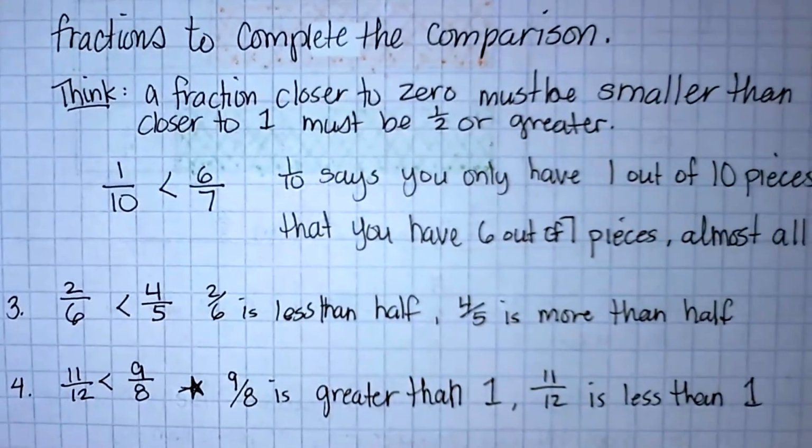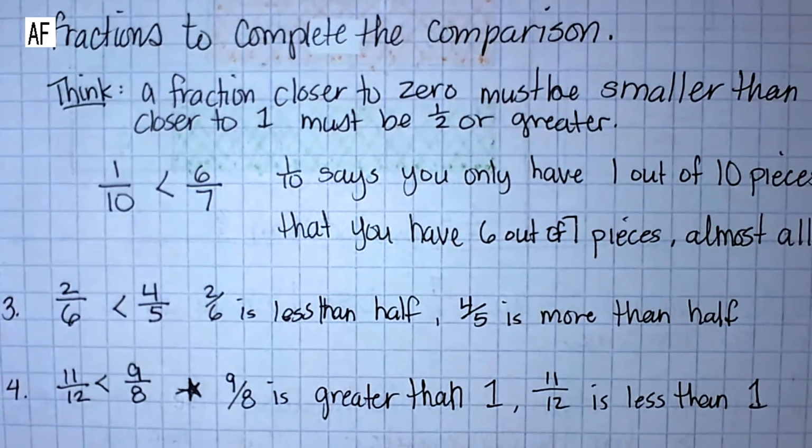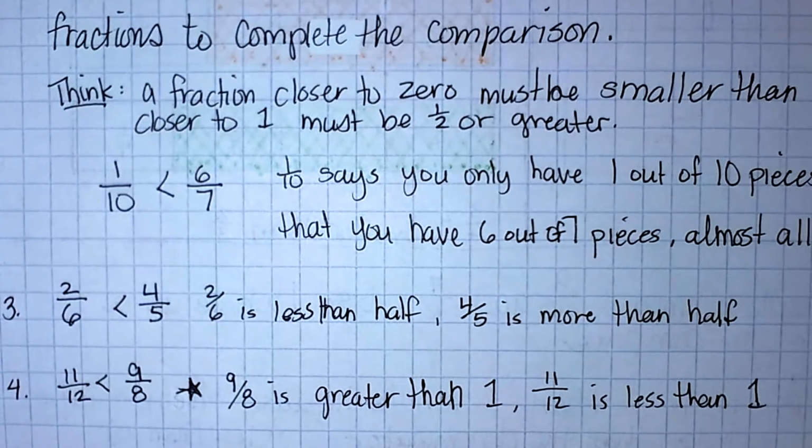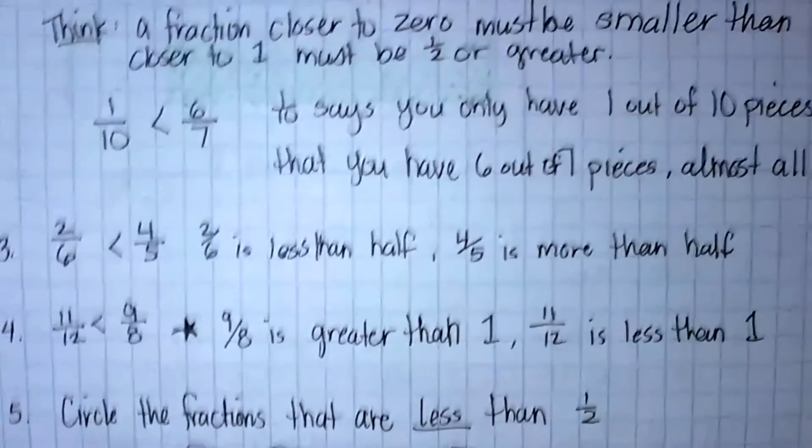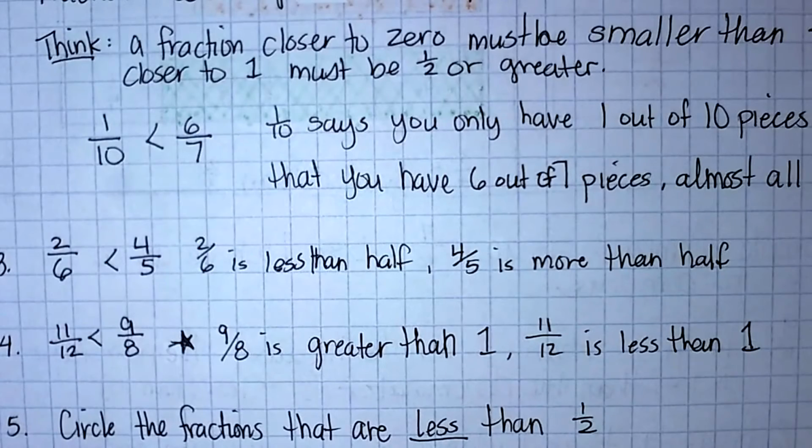Now for number 4, it says 11/12 and 9/8. We need to compare those. Now, when you look at this, the first thing you need to notice is that 11/12 is less than 1 whole, but 9/8 is greater than 1 whole. That means you have all 8 pieces plus 1 extra piece. It's like having a whole pizza that's cut into 8 pieces plus a slice from another box of pizza. So right away, we know that 9/8 is greater than 11/12, or you can read it as 11/12 is less than 9/8.